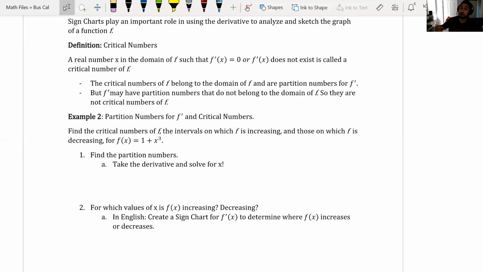So find the partition numbers, find the critical numbers. It's the easiest step you can do to find critical numbers or partition numbers. Take the first derivative, set it equal to 0, solve for x. That's as easy as it can get. So that's number 1. Let's do that.